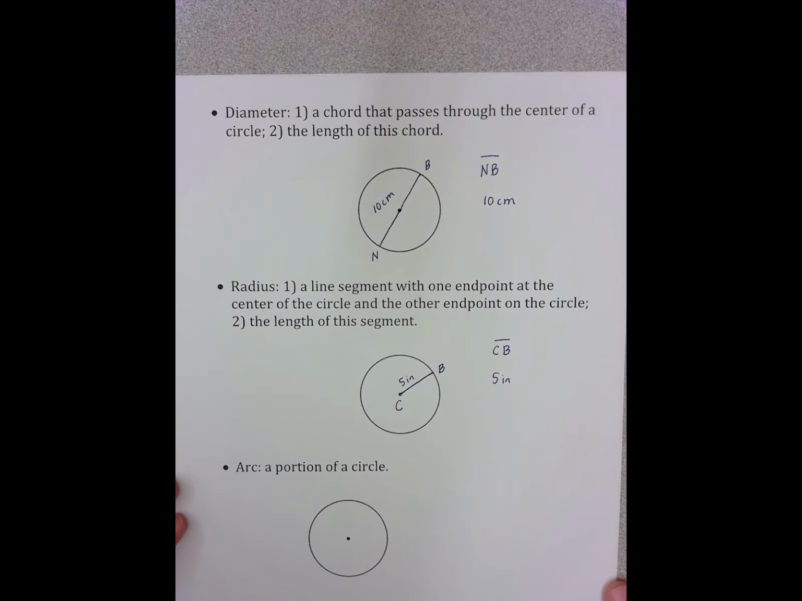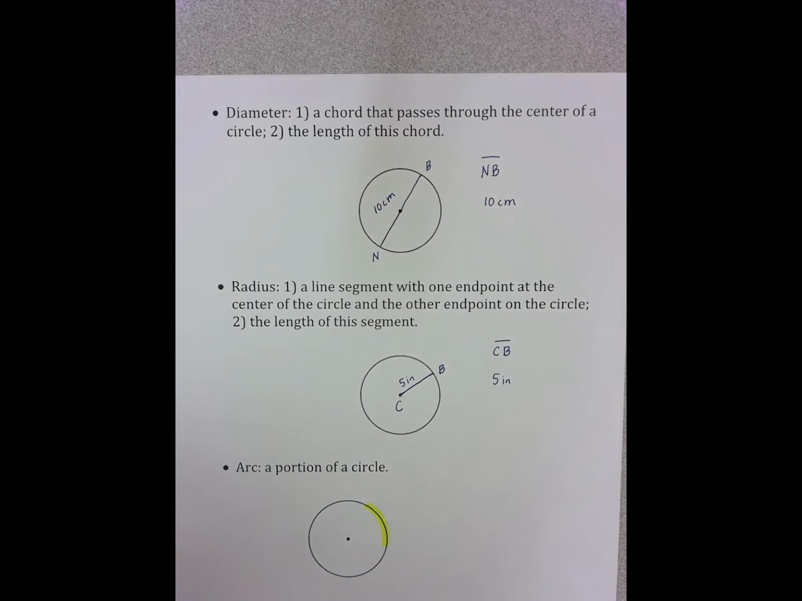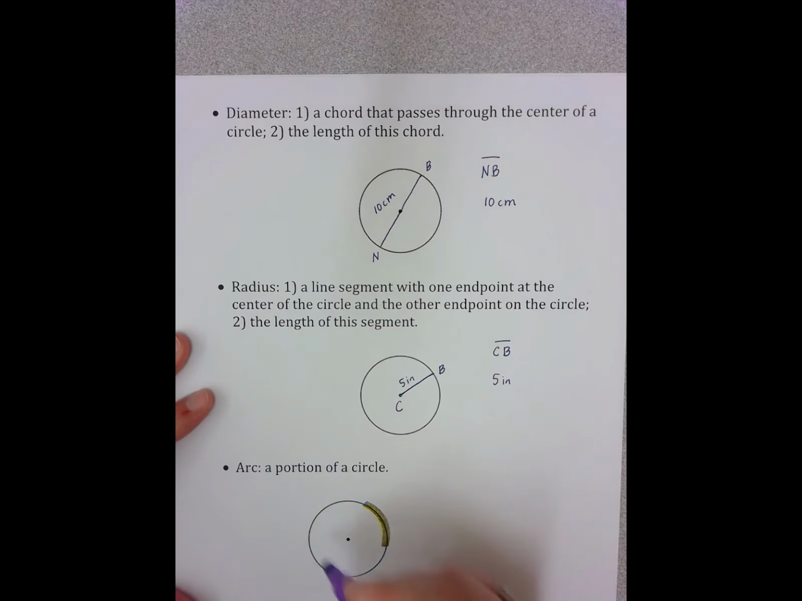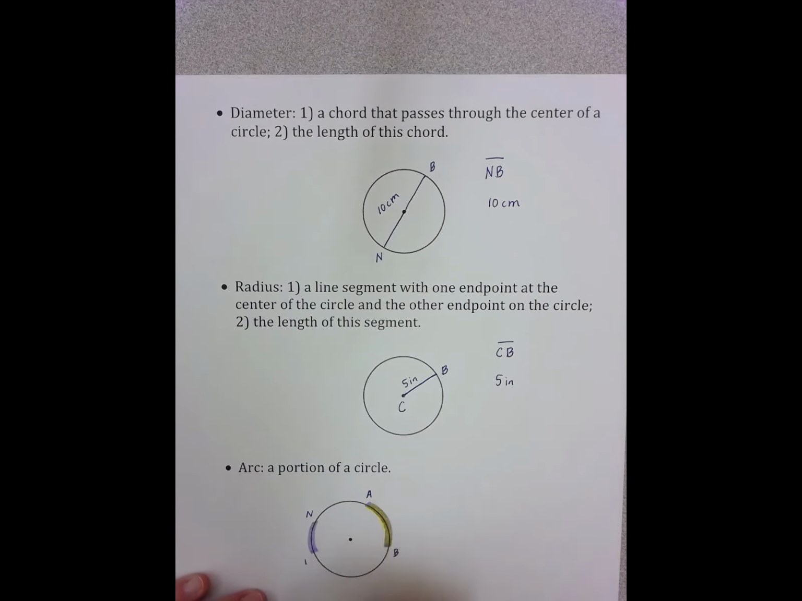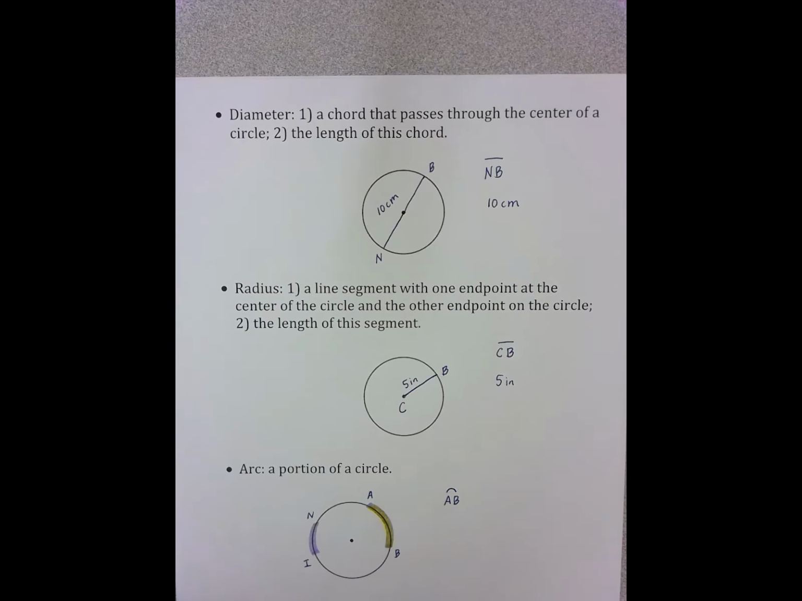The next definition is arc. An arc is a portion of a circle. The way I demonstrate this is to use a highlighter. Here is one arc in the circle. Actually, let's use a darker highlighter. Here is one arc. Here is a second arc. When we name these, we use a particular symbol. We put our letters, and then a curvy line on top of them. It also looks like an arc. So we would say that this is arc AB, and over here, this is arc NI.